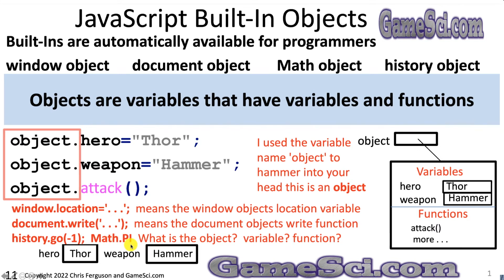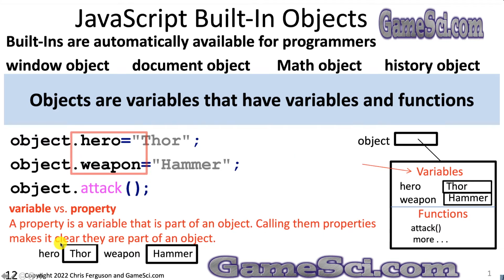Math.py, that's got to be a variable. It doesn't have parentheses. So in this case, history and math are objects, pi is a variable, and go is a function. Be object aware. Notice or recognize the specific elements by looking at the code.